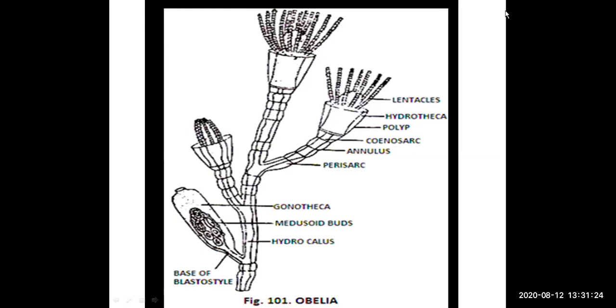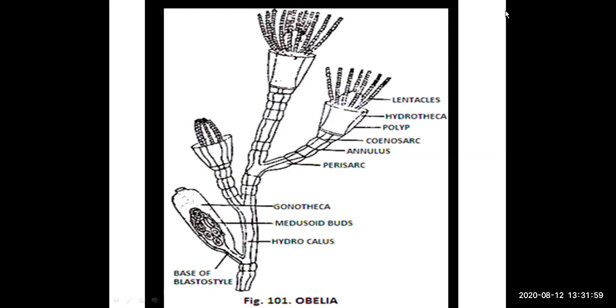Epithelial muscle cells, gland cells, nerve cells, sensory cells, interstitial cells, and nematoblast cells. Epithelial muscle cells: the majority of the cells of the ectoderm are epithelial muscle cells, and they are pillar shaped. Those cells have an outer epithelial part and an inner muscular part. Gland cells: those cells secrete mucus.